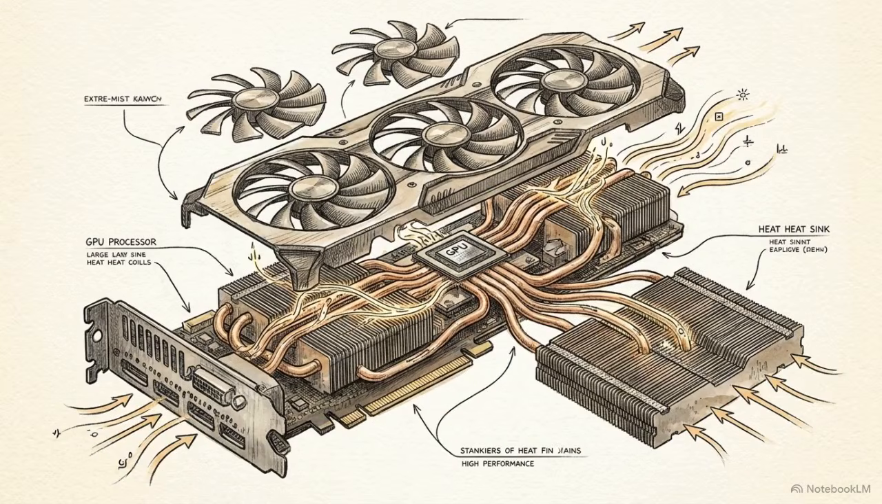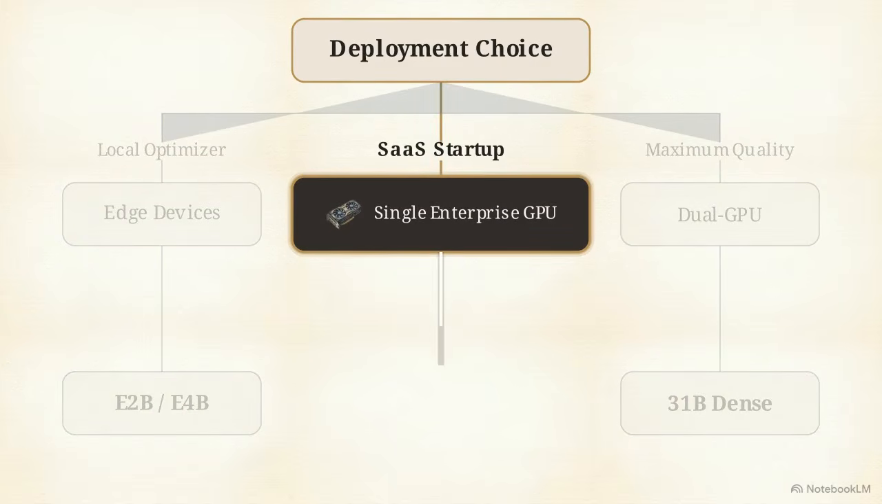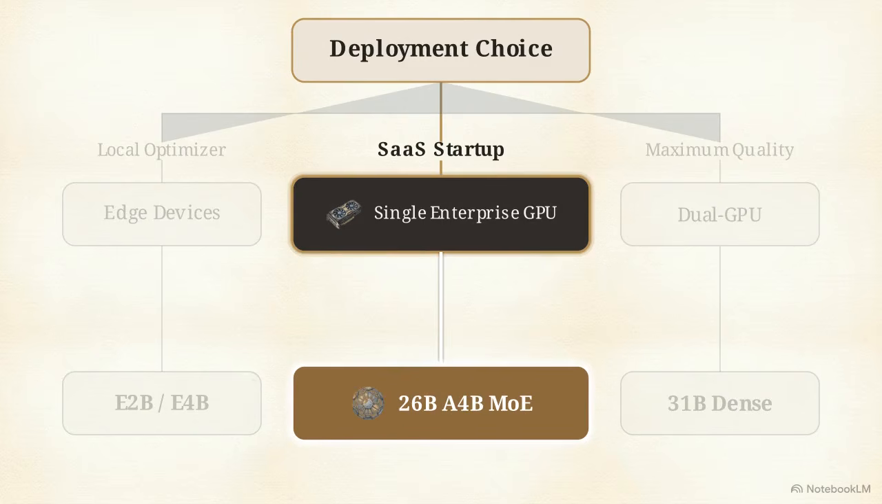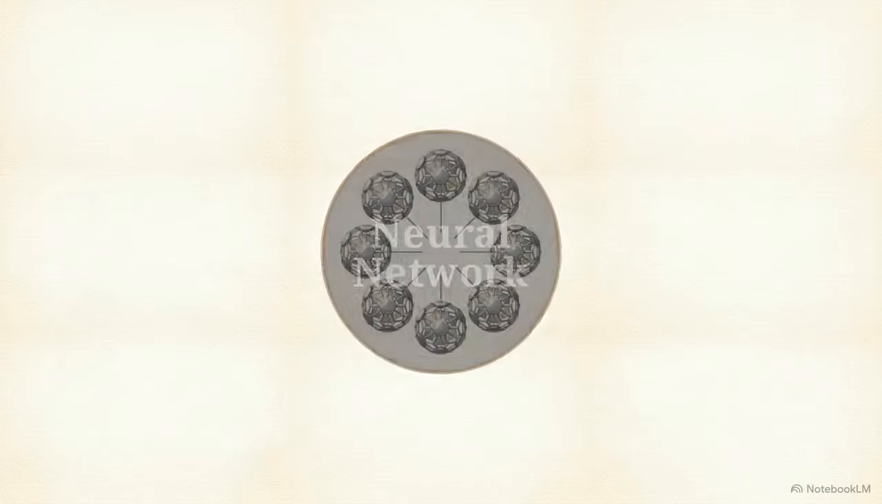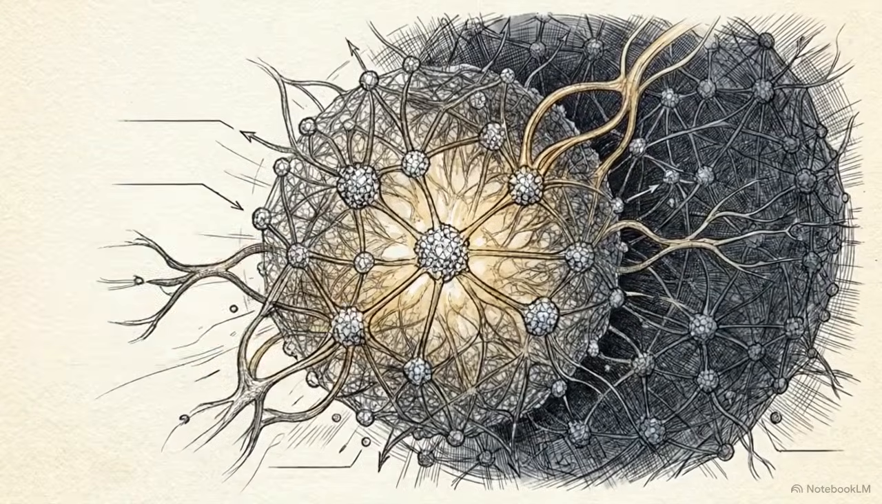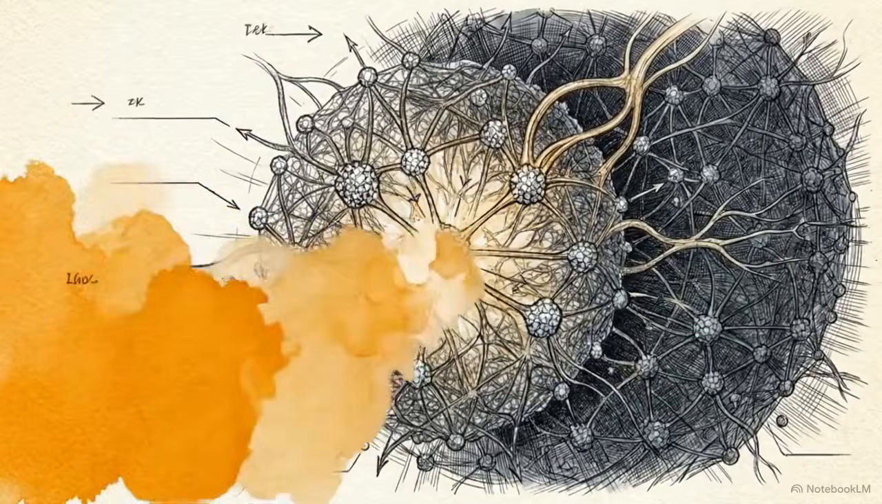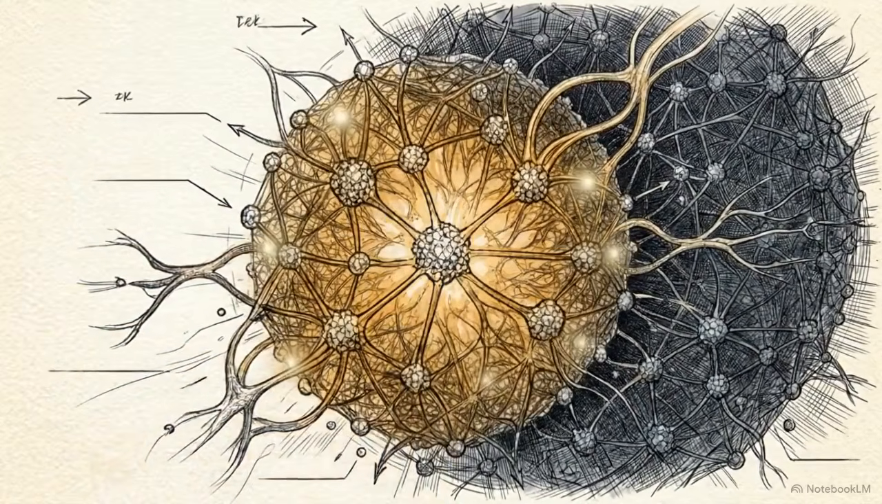Our second path assumes access to a single enterprise-grade server GPU, like an A100 or H100. Following the flowchart, a single enterprise GPU pairs best with the 26 billion parameter Mixture of Experts variant. A Mixture of Experts architecture divides a large neural network into smaller, specialized subnetworks. When answering, it activates only 4 billion parameters. You get the reasoning power of a massive model at the speed of a tiny one.